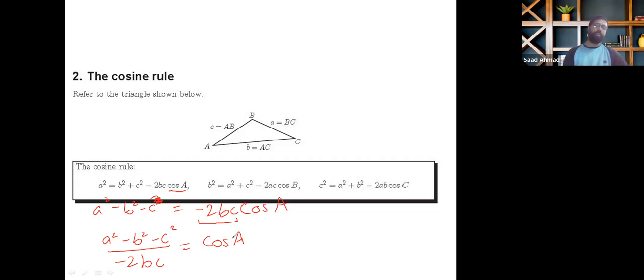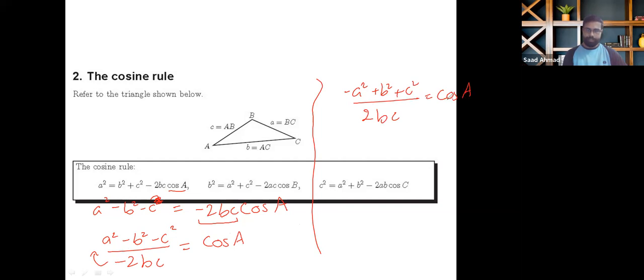Or what we can do is distribute this minus on the top. When I distribute this minus on the top, it becomes minus a squared plus b squared plus c squared over 2bc equals cos A. I can rewrite the negative like this: b squared plus c squared minus a squared over 2bc is cos A.